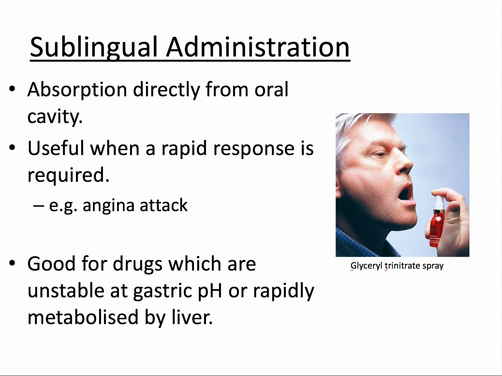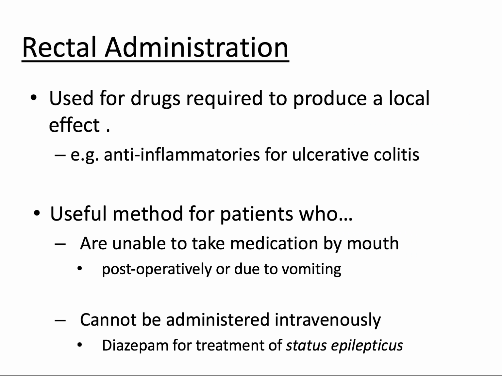So sublingual, as I mentioned earlier, it's angina spray, usually for very fast effect. It's good for drugs which are unstable at gastric pH, and usually has a very, very quick effect because it gets rapidly into your plasma concentration.